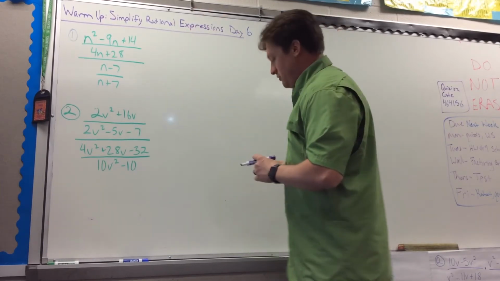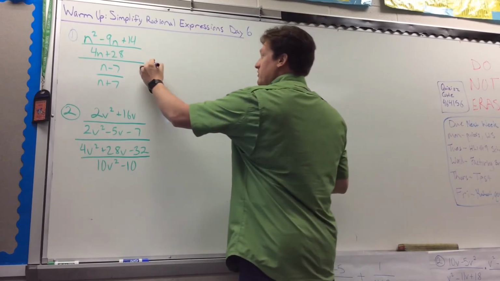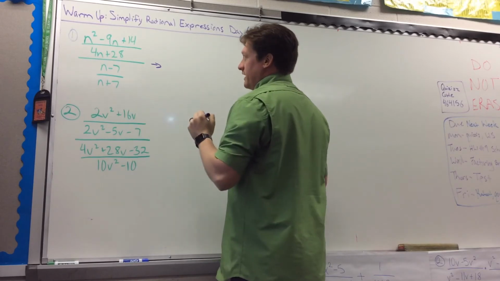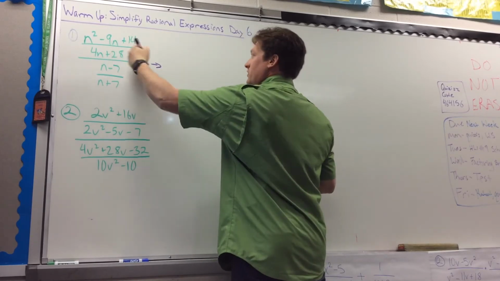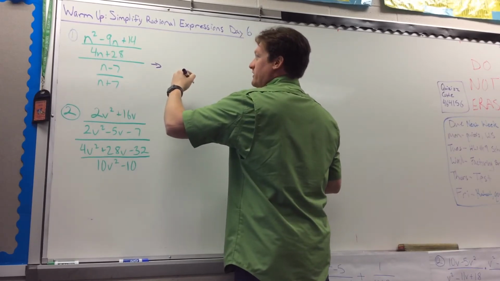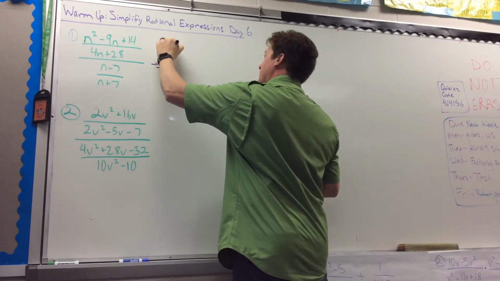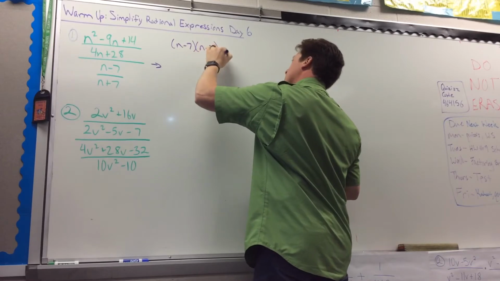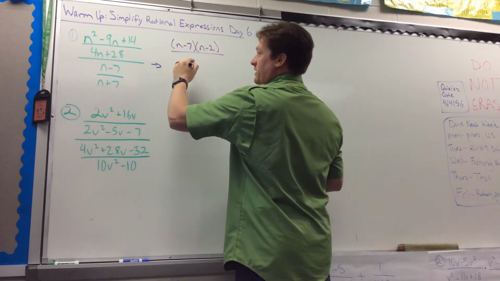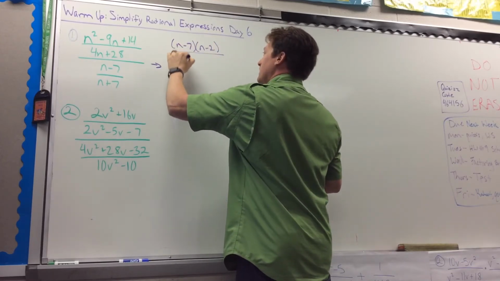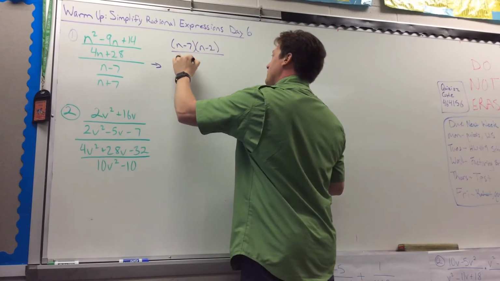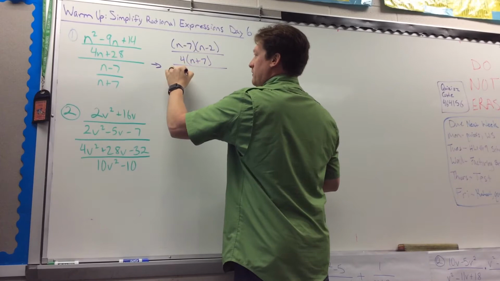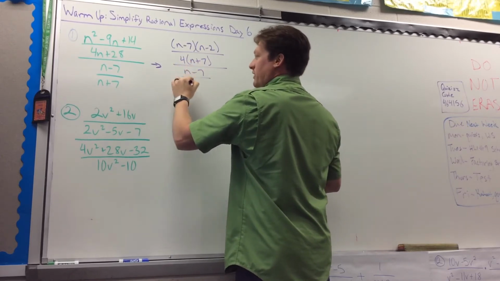So what I like to do is find all the factors first. So the very top, factors of 14 that give me 9. So minus plus is going to be minus minus, so that's going to be 7 and 2. So we've got n minus 7, n minus 2. Underneath that, we can take out a 4, and that leaves me with n plus 7. Underneath that, we've got an n minus 7, and we've got an n plus 7.